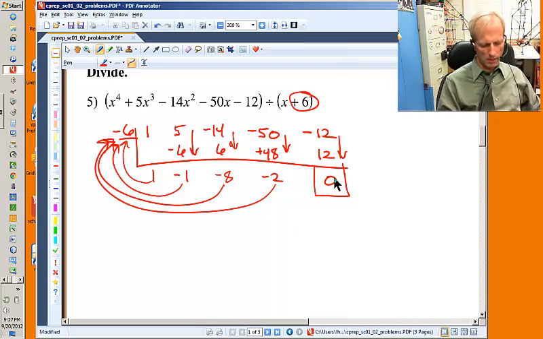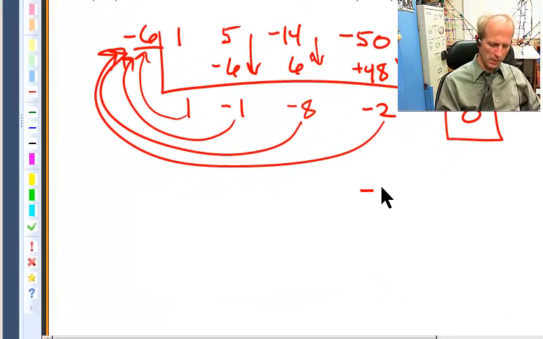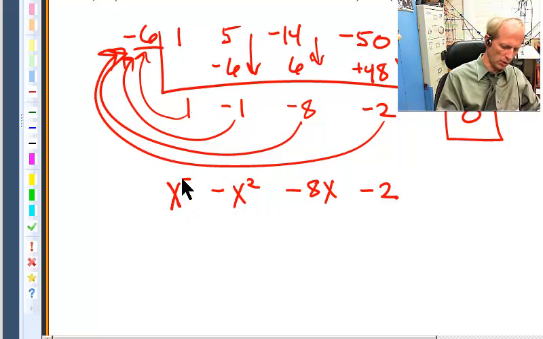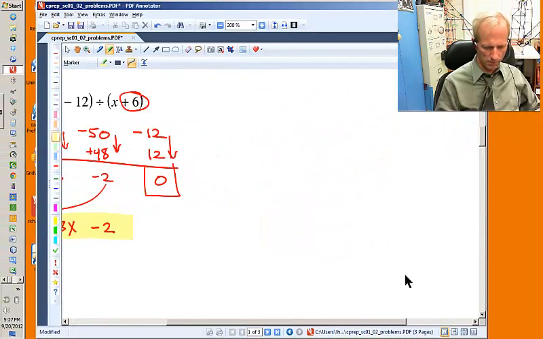The last number in the quotient set of digits is always the remainder. That would mean the -2 is the constant, -8 is the coefficient of the x term, -1 is the coefficient of the x squared term, so I'm just going to write that as -x squared. And lastly, this one right there is the coefficient of the x cubed term. So that's going to be a 1. And since I don't have a remainder, I don't have to write anything other than that.